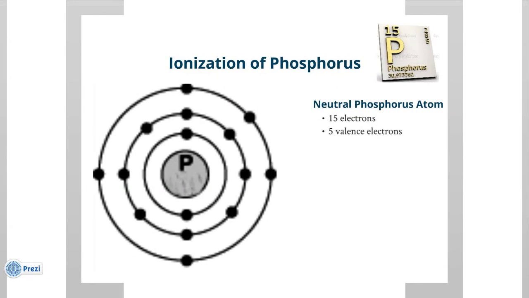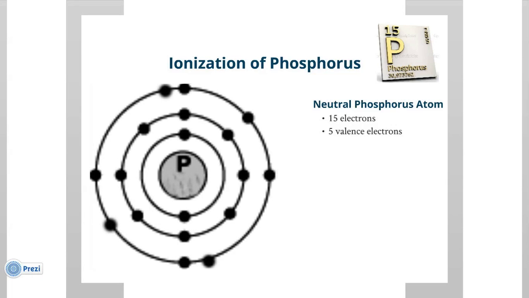Now we'll look at the ionization of phosphorus, atomic number 15, 15 protons, and 15 electrons. The outermost shell has 5 valence electrons. Now look at the figure. It is going to turn into a phosphorus ion, gaining electrons. So now it will have 18 electrons, but more importantly, it will have 8 valence electrons on its outermost shell, which is a full octet.